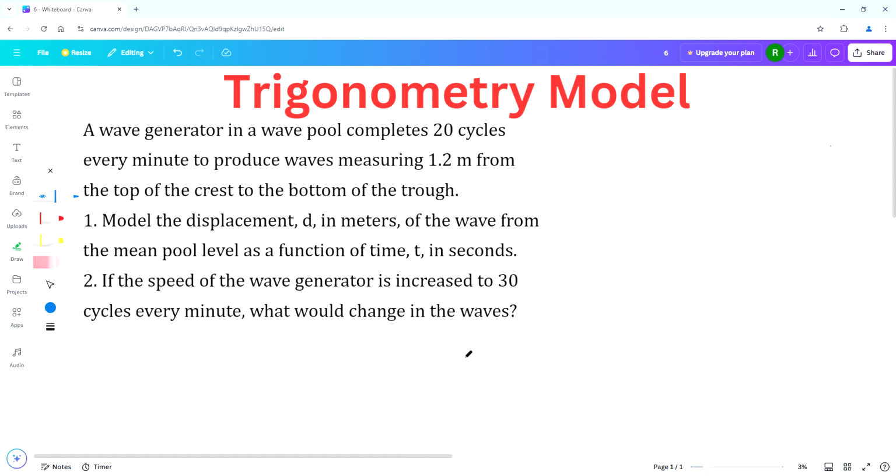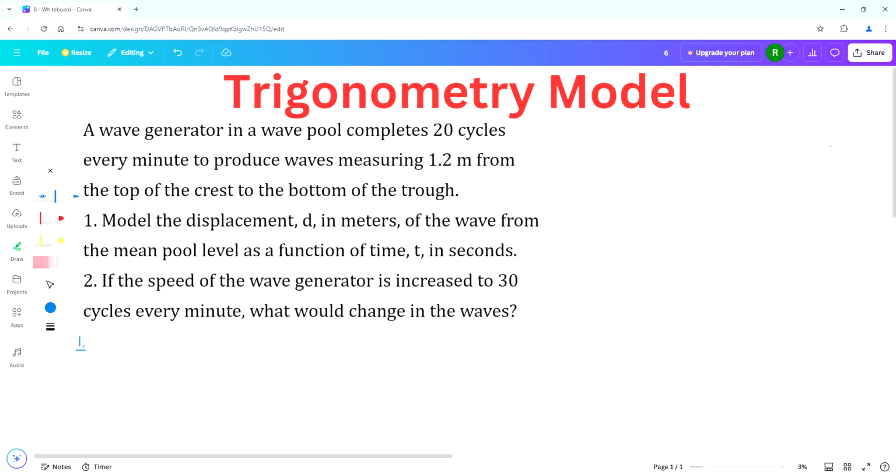In this video, we'll solve this word problem using a trigonometry model. As per the problem, a wave generator in a wave pool completes 20 cycles every minute to produce waves measuring 1.2 meters from the top of the crest to the bottom of the trough. In the first part, we have to model the displacement d in meters of the wave from the mean pool level as a function of time in seconds. So let's start with the first part.